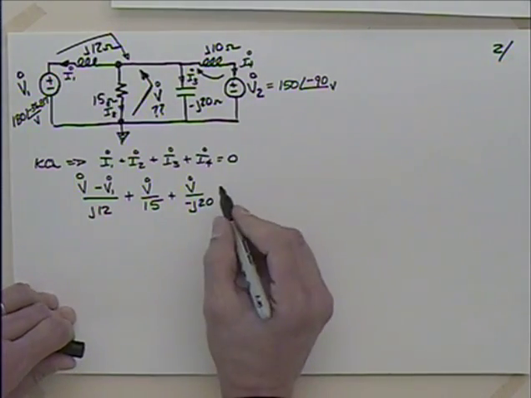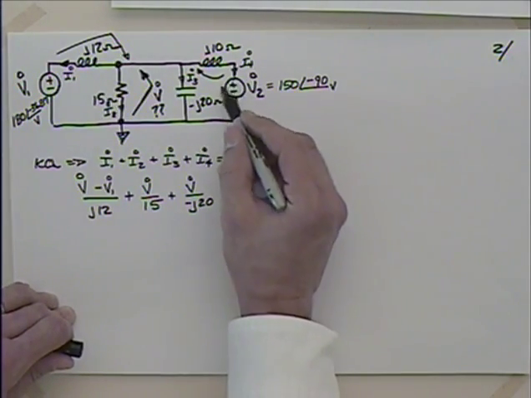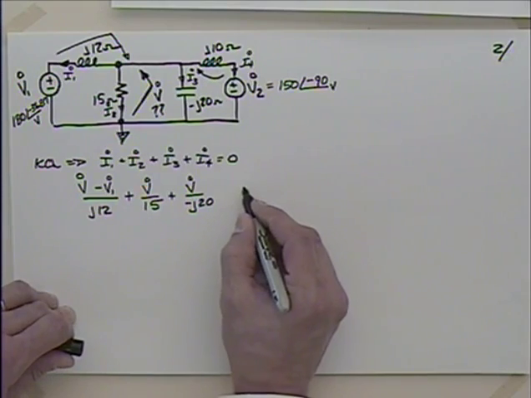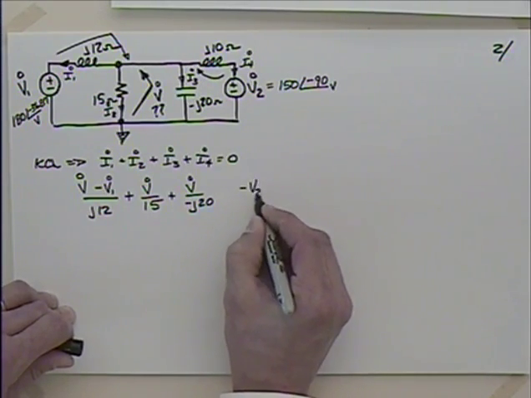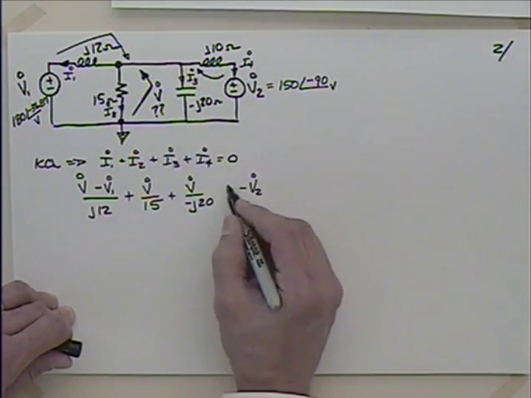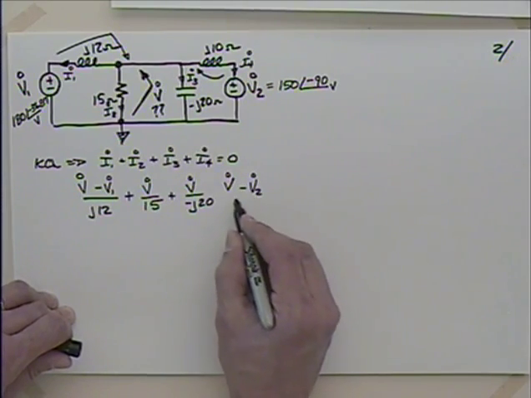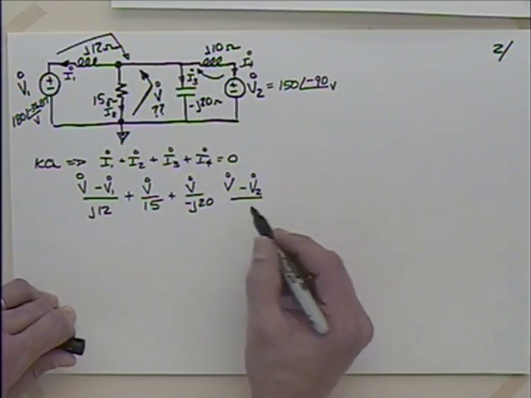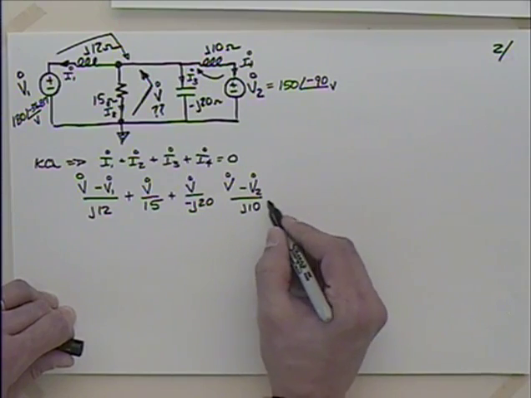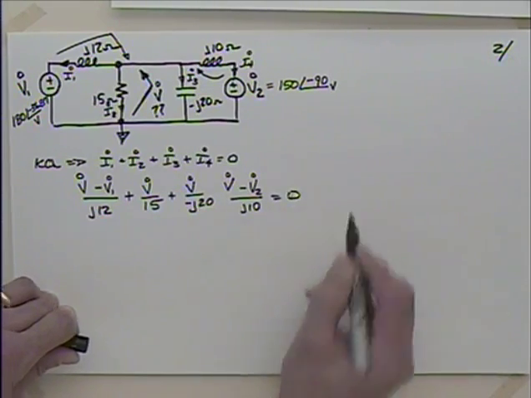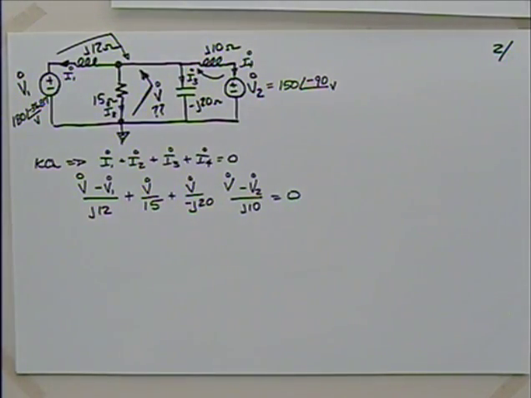What are we going to have for I4? We're going to have to go minus V2, right? Minus V2 plus V. So I have V minus V2 divided by J10. Kirchhoff says that's equal to 0. Questions with that?